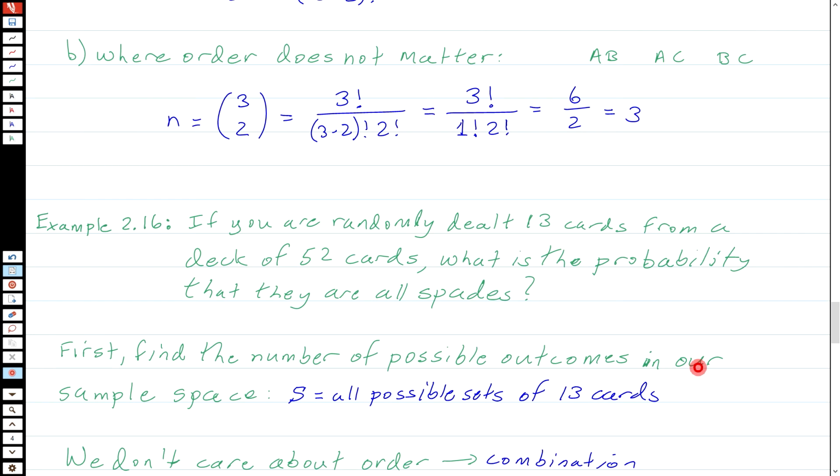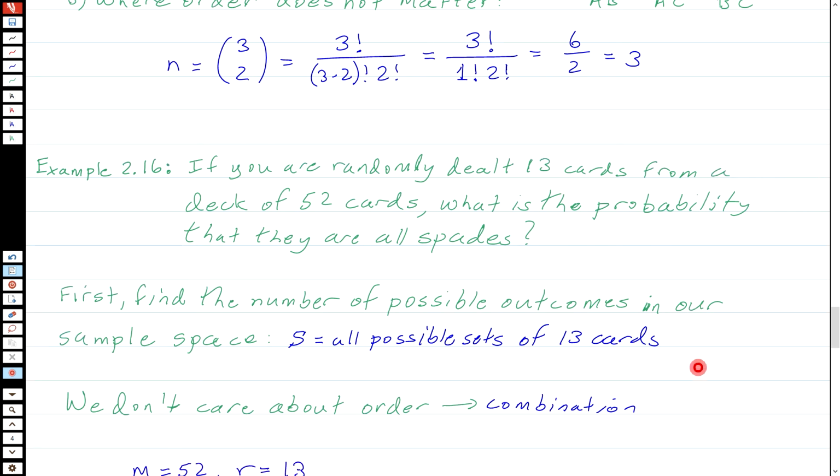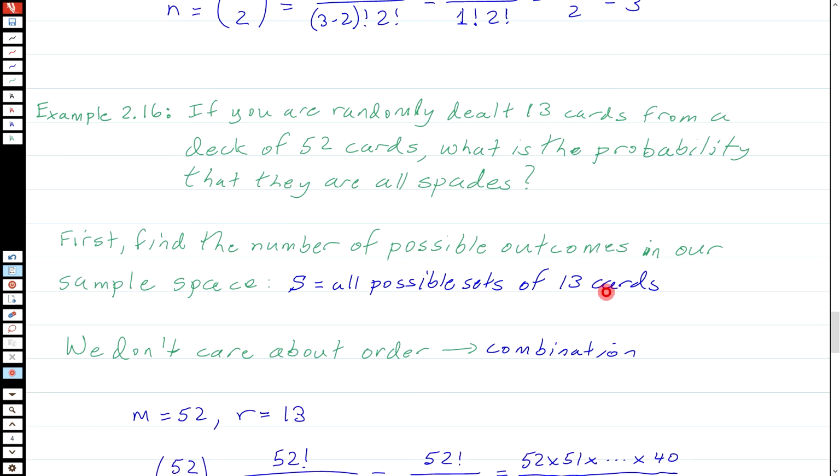Okay, let's look at another example. Suppose you are randomly dealt 13 cards from a deck of 52 cards. What is the probability that they are all spades? Well, the approach to this problem is, first of all, find the number of possible outcomes in your sample space. And our sample space is going to be basically the set of all possible sets of 13 cards. We don't care about order because that's not what we asked. We just asked for the probability that they're all spades. The probability that they're spades in a certain order is going to be a much lower probability. But we're just interested in what is the probability that they're all spades.